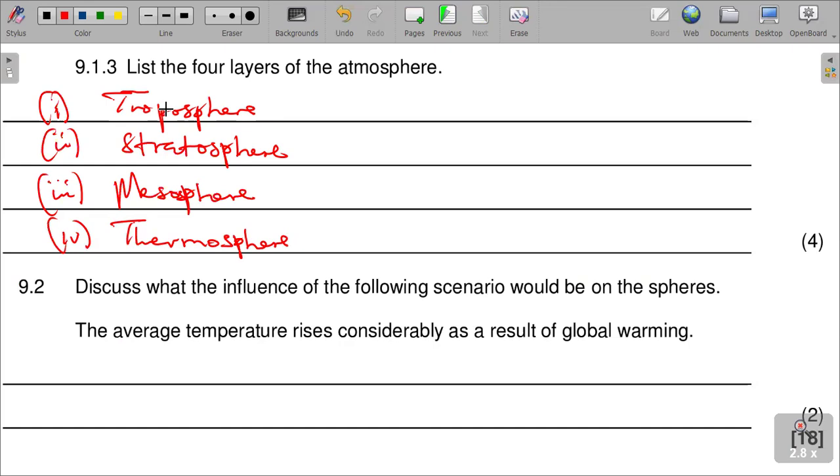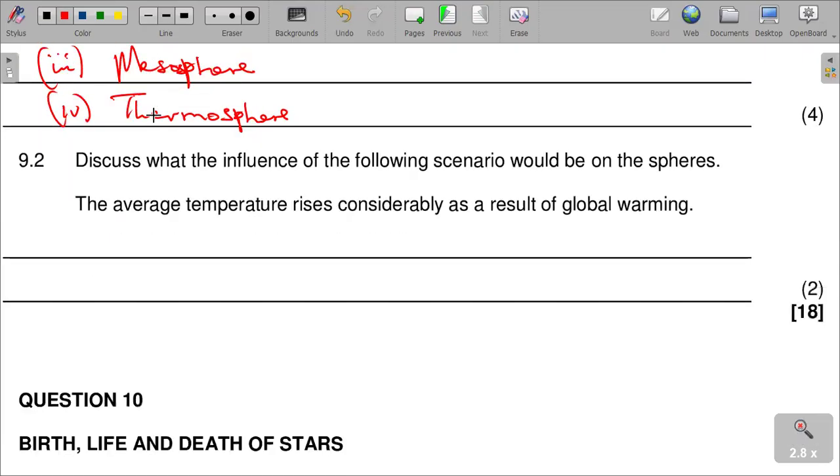Question 9.2: discuss what the influence of the following scenario would be on the atmosphere. The average temperature rises considerably as a result of global warming. Global warming would bring changes, for example snow will melt, and then the rivers may dry up, and the plants and animals would also suffer from an increase in average temperatures.